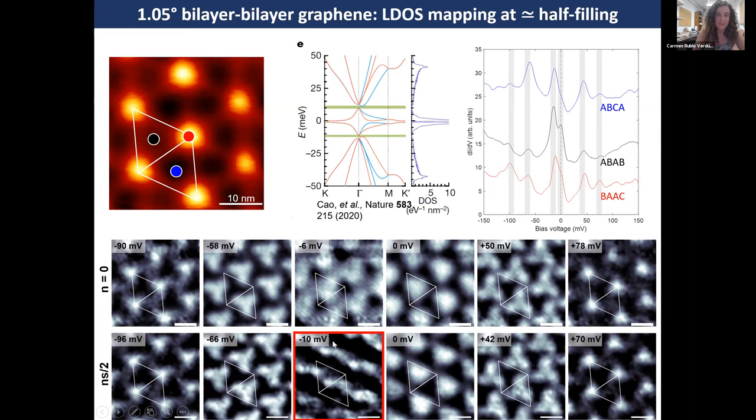You can see that for the valence band, the density of states develop these stripe-like features that run in a particular direction of the Moire. And in this case, the rotational symmetry has been reduced, right? If you look at any of these other images, it respects the C3 symmetry that is present in the system. However, for this particular energy, for this particular gate, that's not true anymore, right? We go from C3 to C2 when it develops this stripe order.